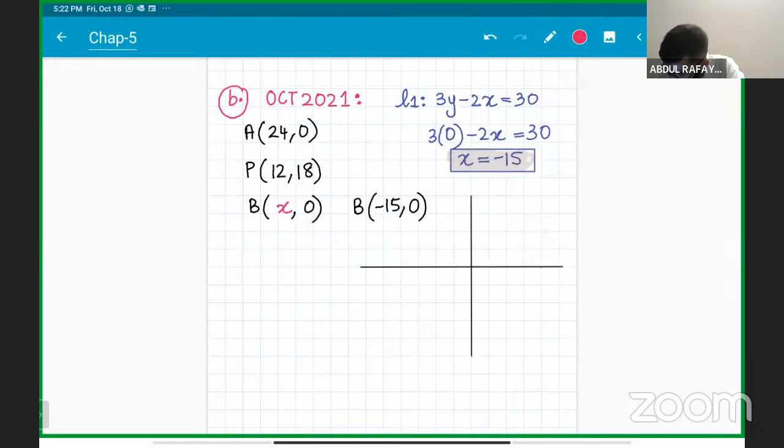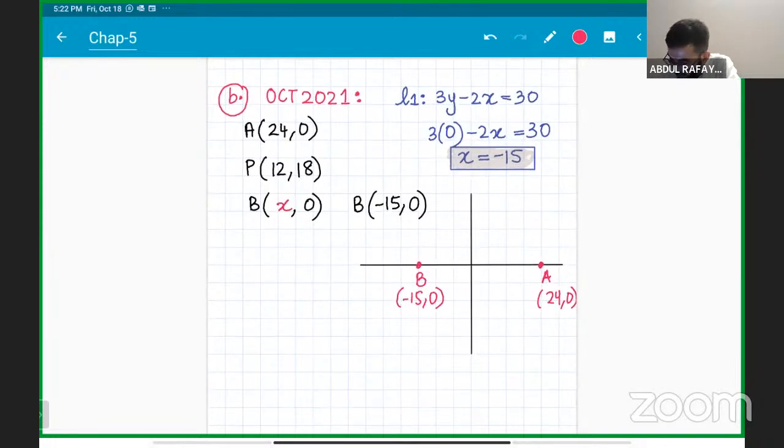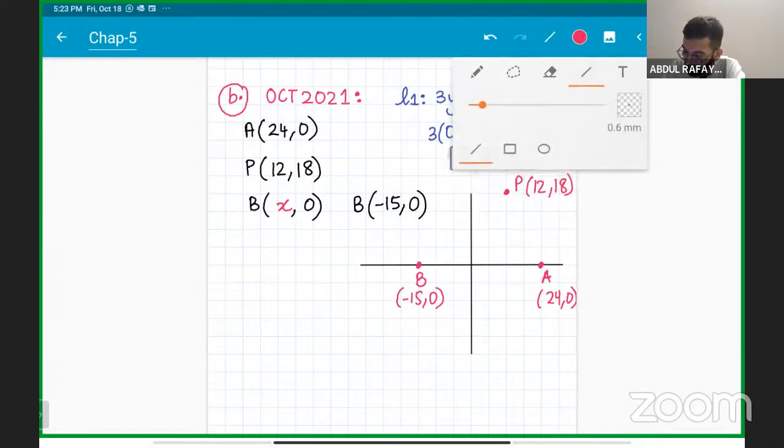One of them is 24 comma 0. Let's assume here that A, 24 comma 0, is here and B is here. Is everyone getting it? B is here, which is minus 15 comma 0. Both of them are lying here. And P is somewhere at 12 comma 18. So if this is 12, 12 comma 18 is somewhat here. That is the P coordinate. You see, it's making a right angle triangle eventually on its own.